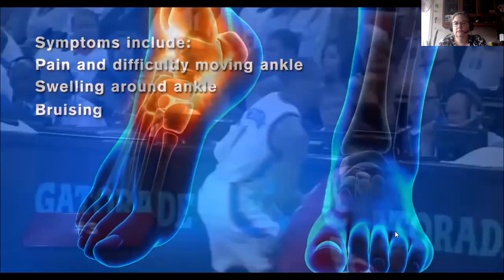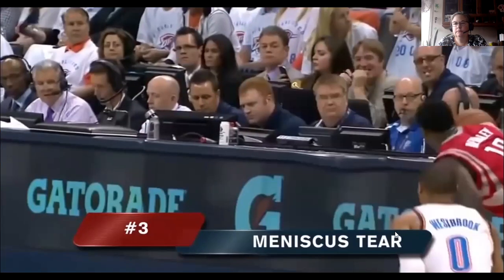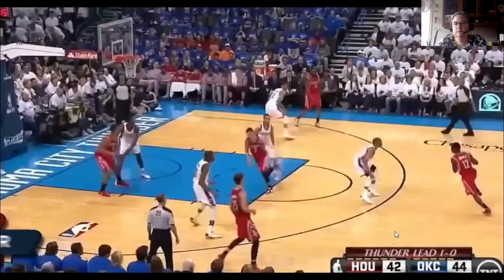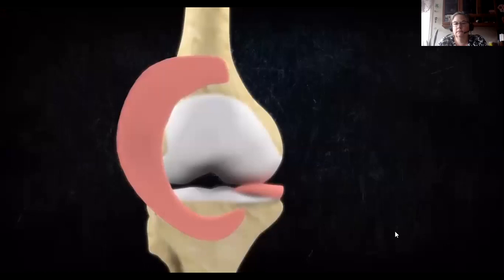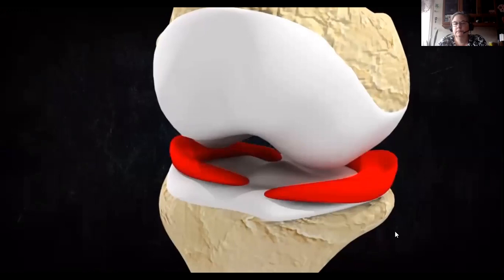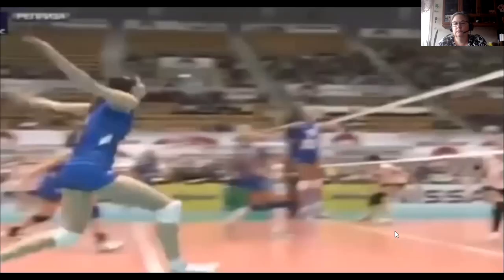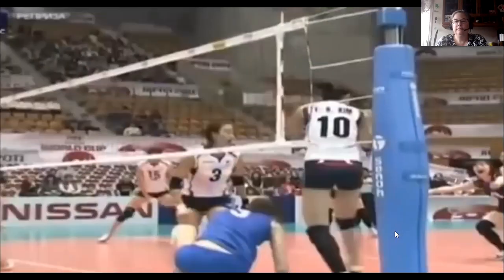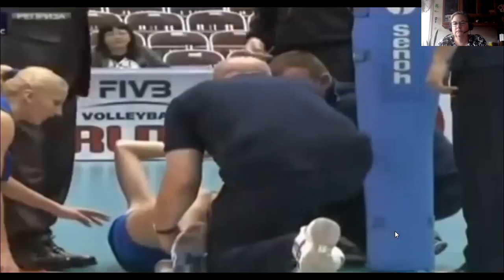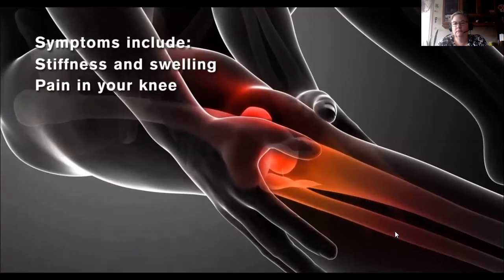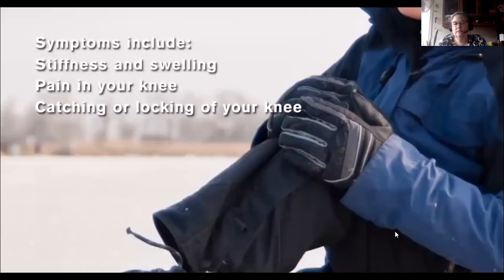Meniscus tear. Each of your knees has 2 menisci, C-shaped pieces of cartilage that act like a cushion between your shin bone and your thigh bone. A meniscus tear happens when you forcibly twist or rotate your knee, especially when putting the pressure of your full weight on it, leading to a torn meniscus. Symptoms include stiffness and swelling, pain in your knee, catching or locking of your knee. Rotator cuff tear.